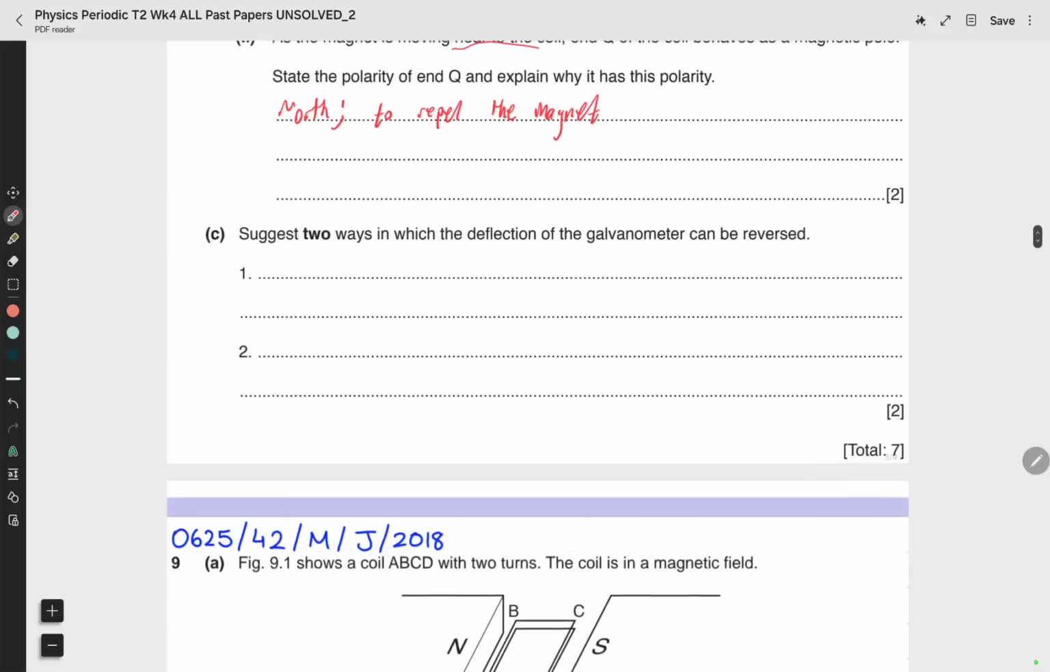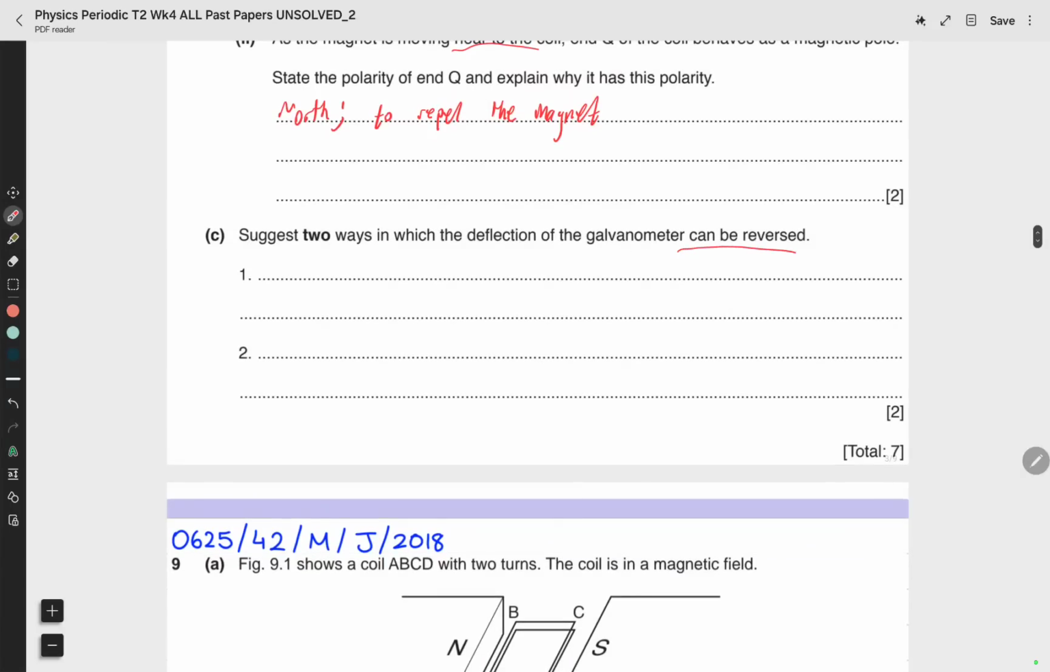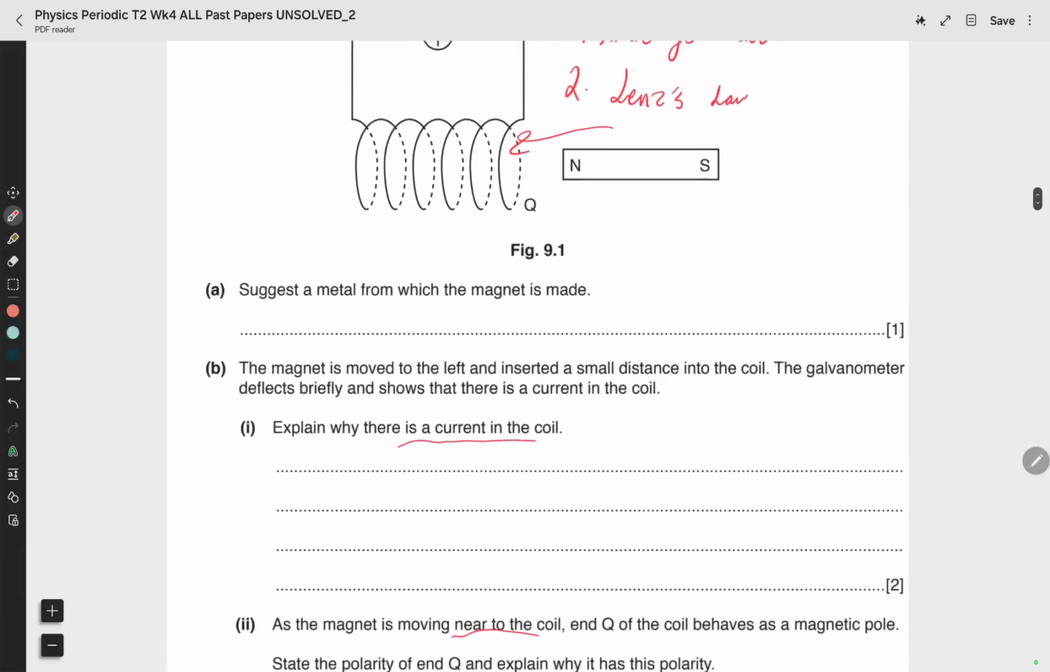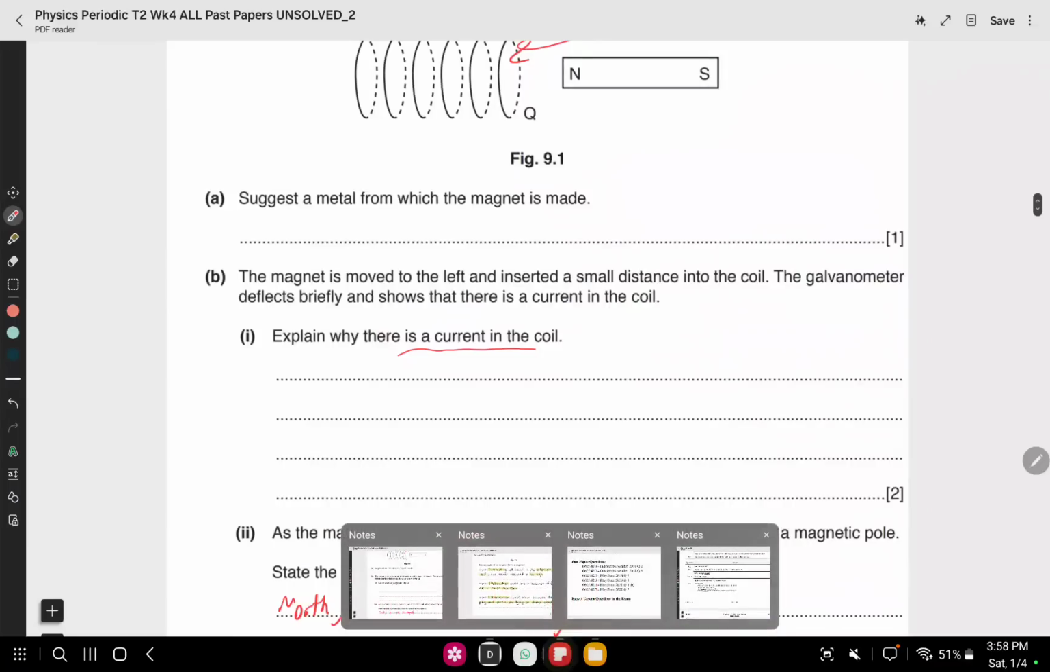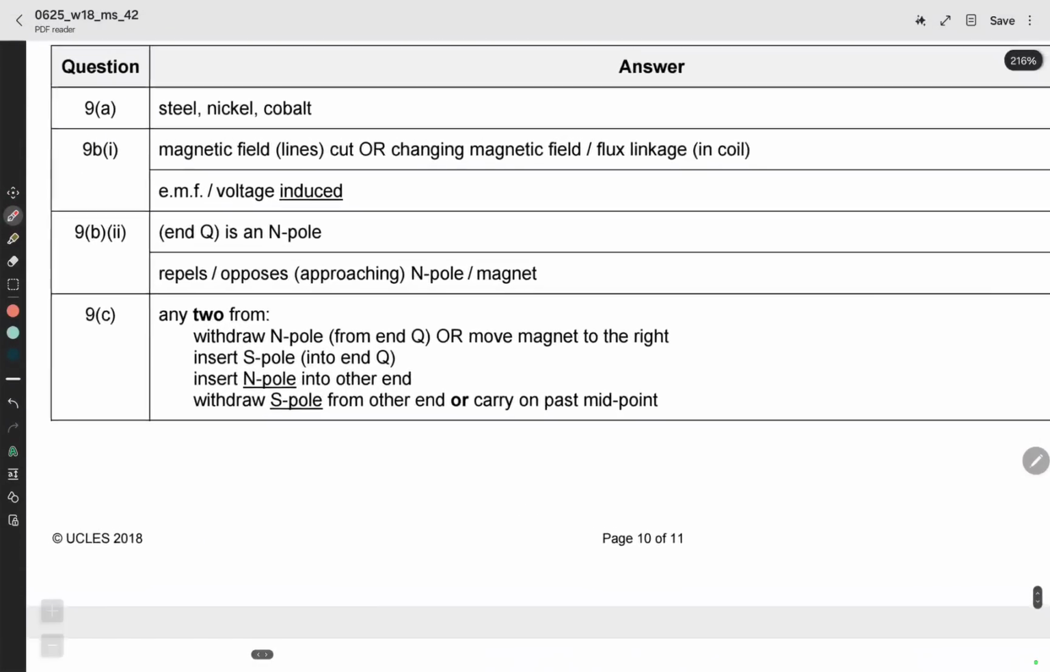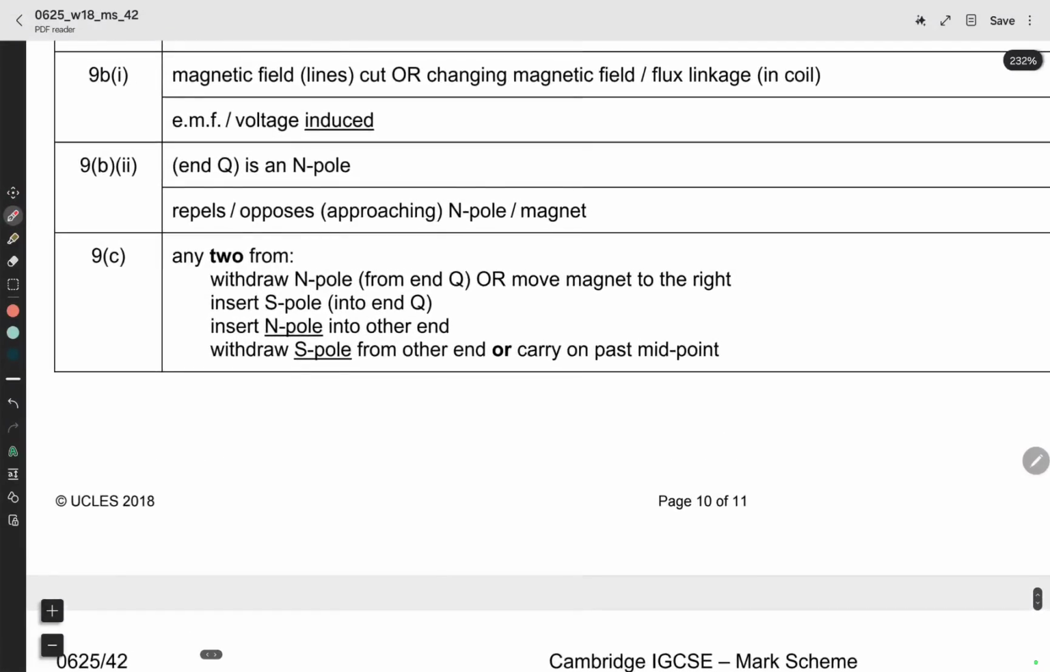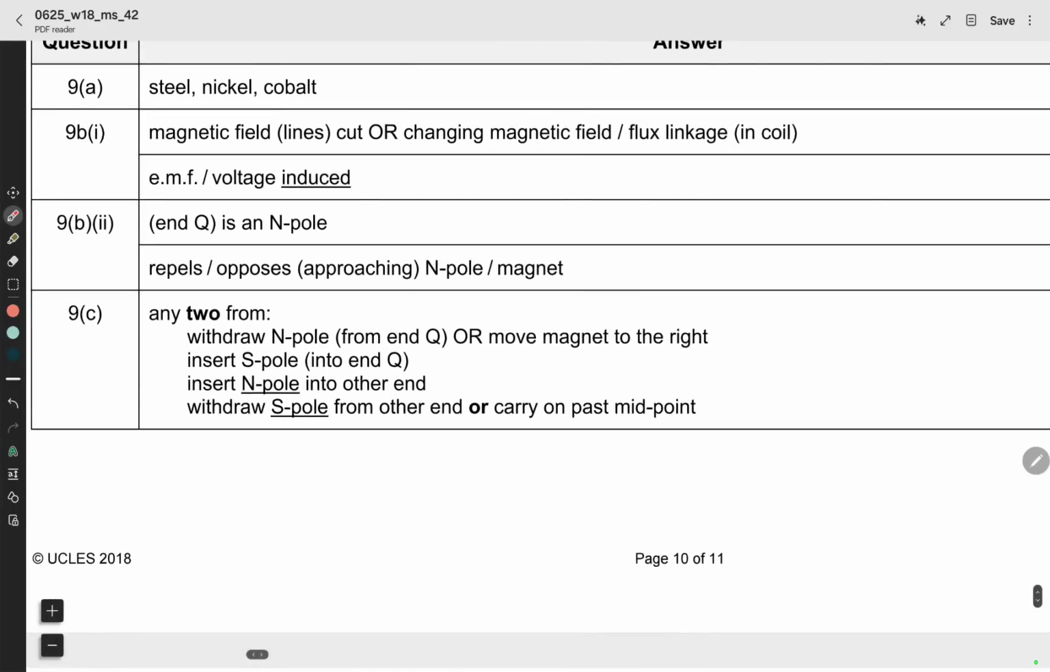So just two ways in which the deflection of the galvanometer can be reversed. Obviously, the easiest one is to probably push the south in first. Let's check the marking scheme. I don't want to say anything that's wrong. So any two from: move the magnet to the right, and then insert the south. Okay, yeah. So these both work. These are the easiest ones. Insert the south pole first, and insert the north pole.